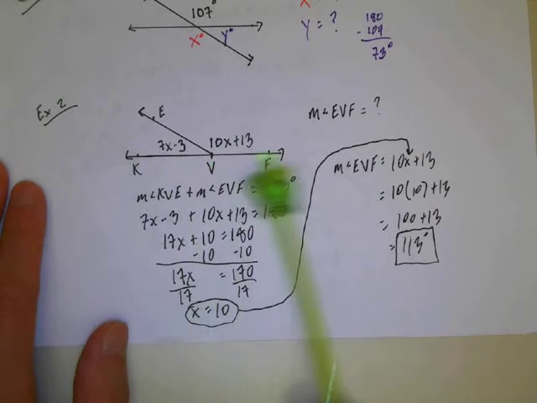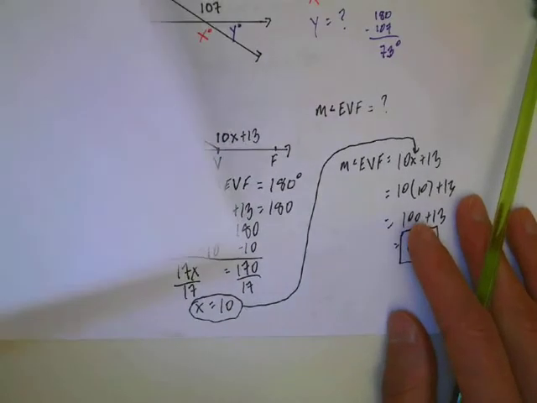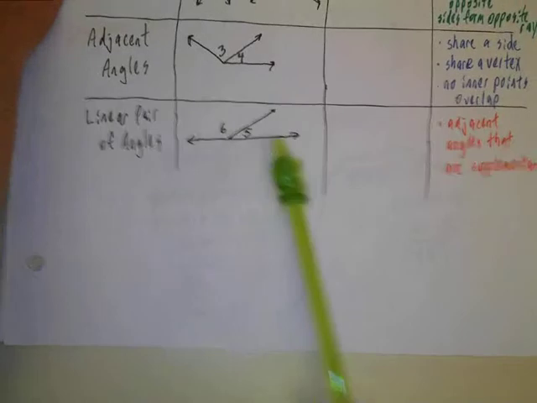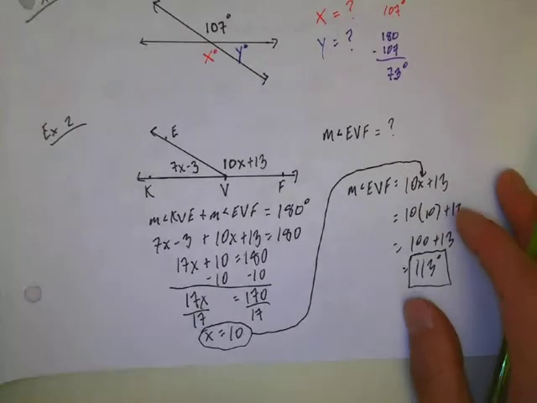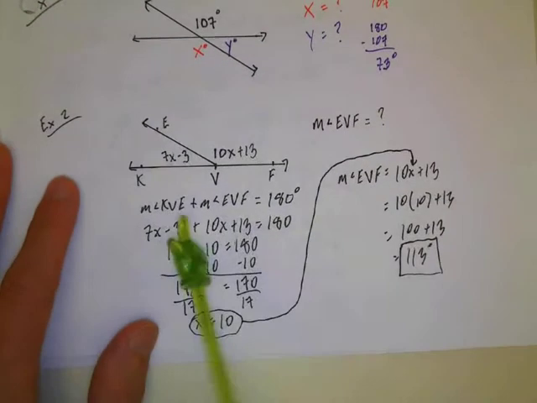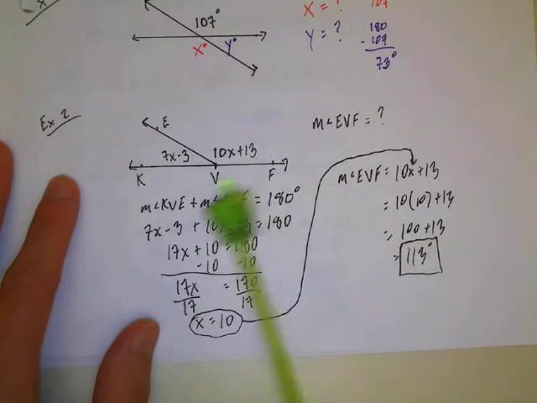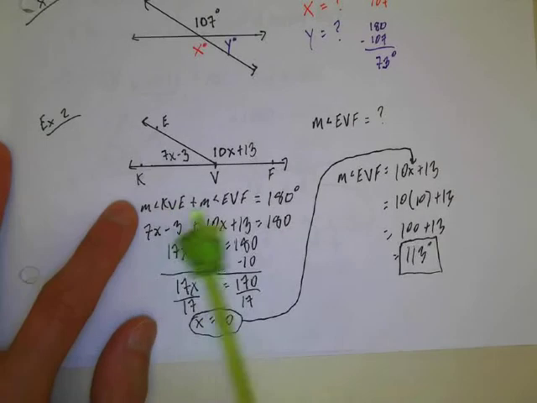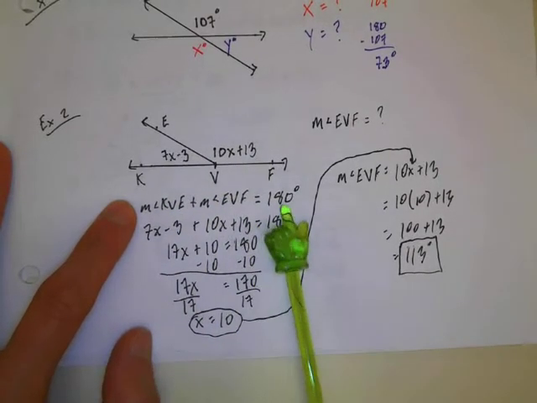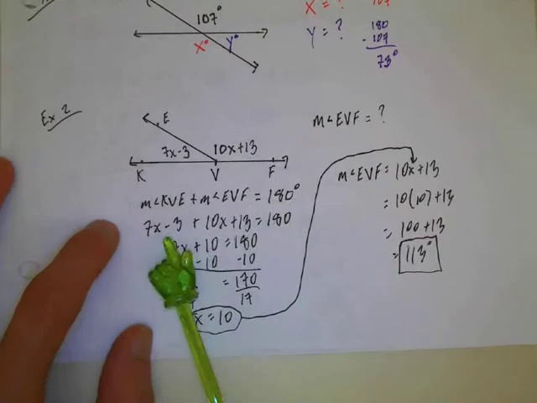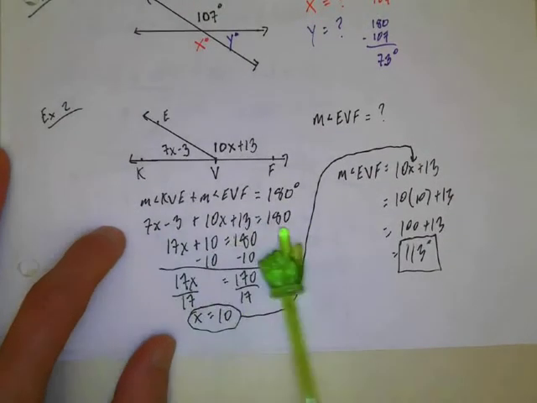When you look at this, you see these 2 angles right next to each other. They're sharing this vertex, and from our first page of notes, we realize that's a linear pair, which means they're supplementary and they add up to 180 degrees. That means we have to write an equation that represents the picture. So we add these 2 expressions and they equal 180. So we get 7x minus 3 plus 10x plus 13 equals 180.